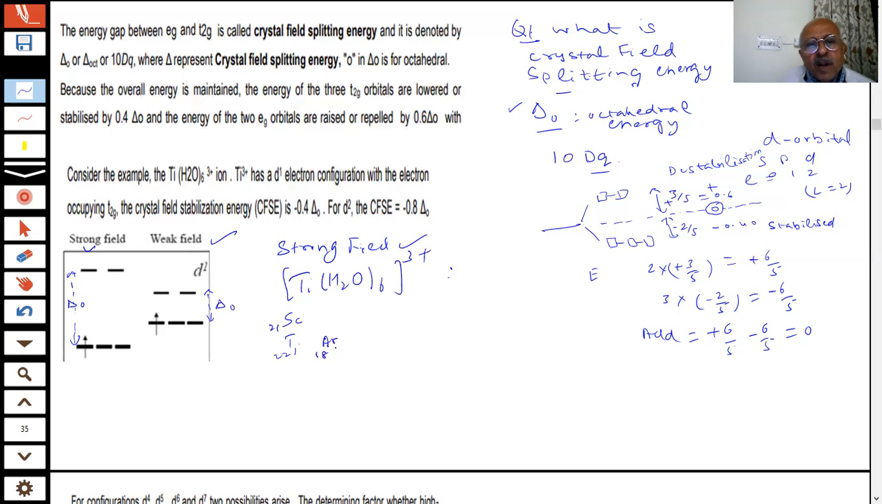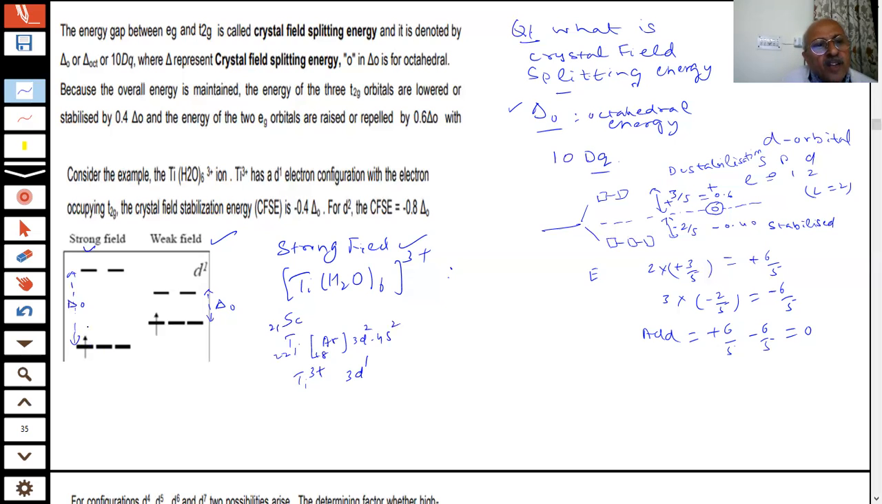Argon 4s2 3d2, so writing 3d2 4s2. And for 3+, titanium 3+ is 3d1. So the d count is one electron in the d. I have shown it, one electron in the d.